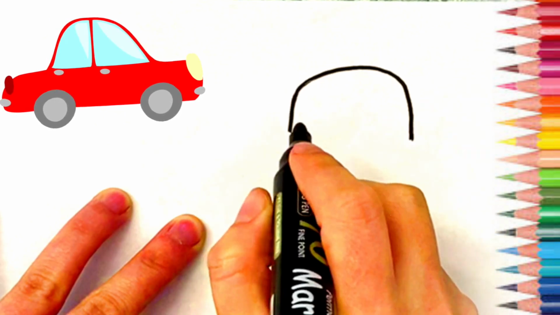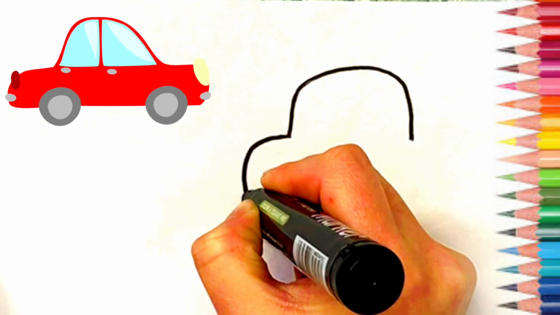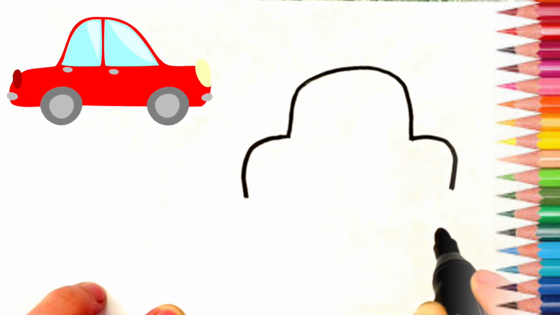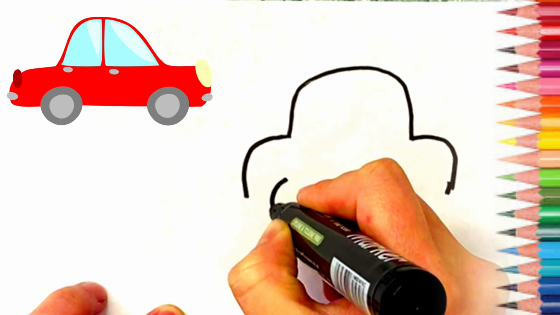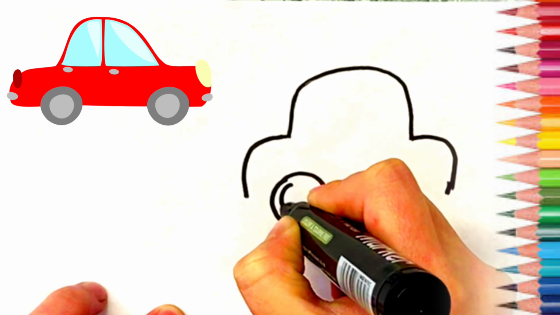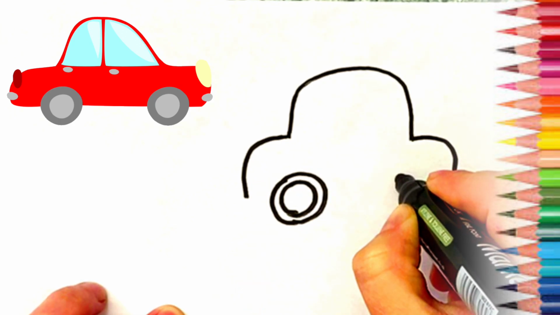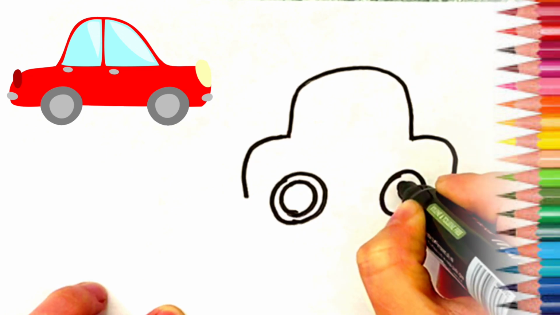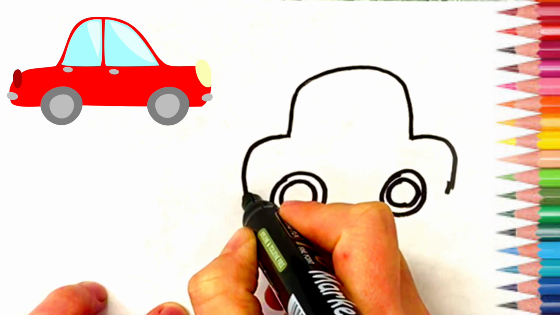Hey, let's do it. First step, we will draw a half circle with marker. And then we will draw a round circle and inside a round circle. After that, we will draw on the other side a second round circle and inside also.